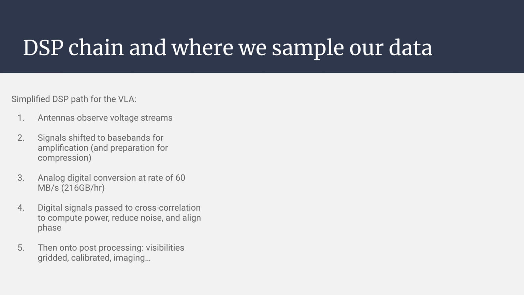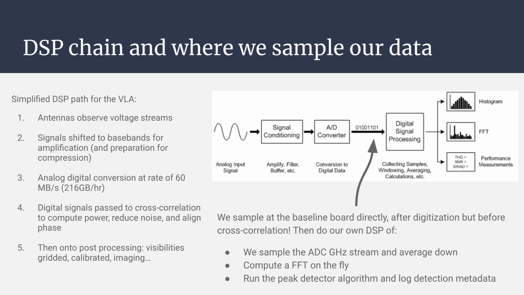Where we tap in is directly after digitization, and we split out the signal from there. So we sample our data stream after digitization but before cross-correlation. While the digital converter digitizes at a much faster rate in the gigahertz range, we sample the stream to a bit rate that is easier to process. So we sample the data stream, we compute a fast Fourier transform to get a spectrum, and then run the peak detector algorithm. Any peaks are then logged into the database with the metadata.